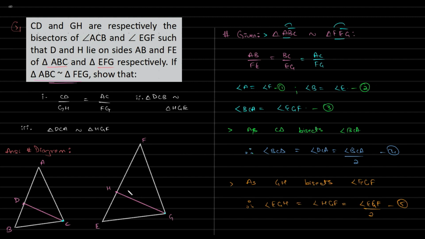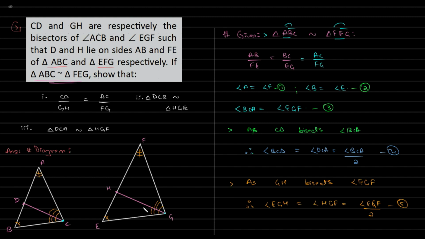DCB is similar to HGE. It's quite simple, right? Because we already know that angle B is equal to angle E, angle A is equal to angle F, and angle C is equal to angle G. We already know that. Plus we know that this is equal to this, right? And this is equal to this. So by default, we have two angles and we are done.